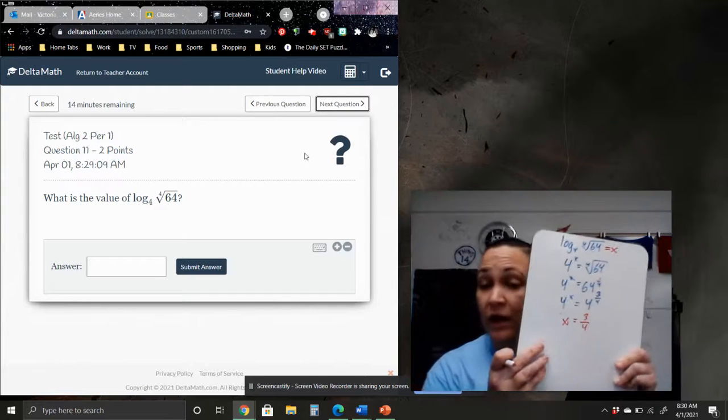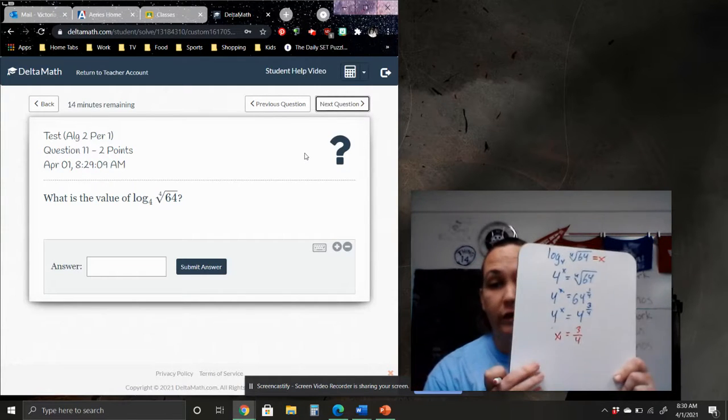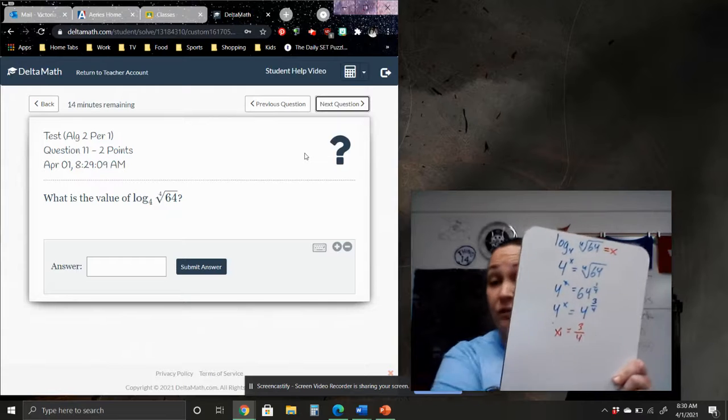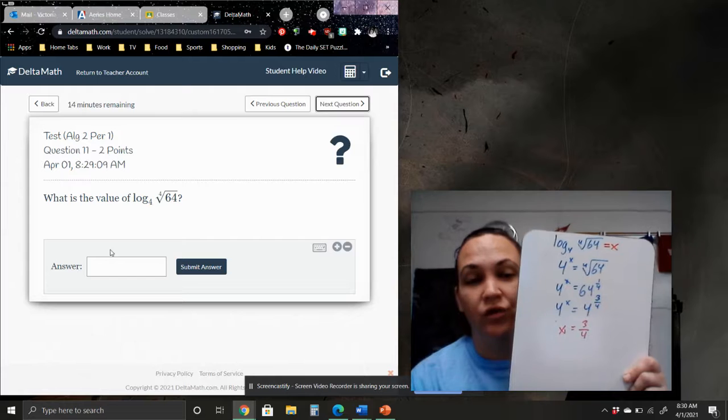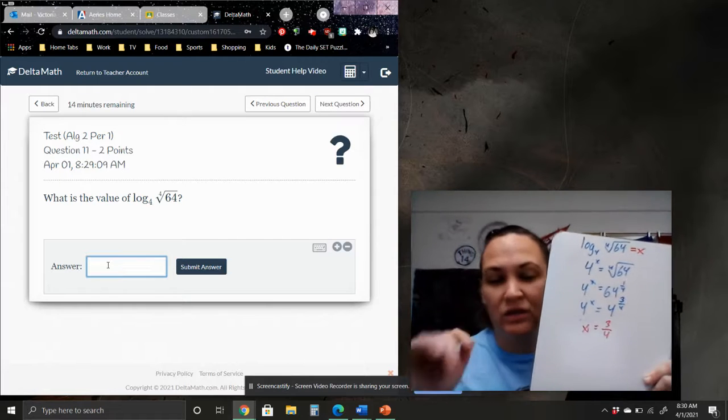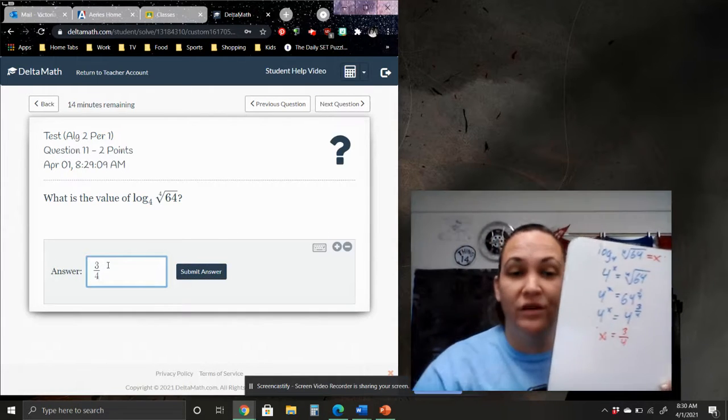All right, so I got an answer of 3/4. So the fourth root becomes a fraction 1/4, and then you do also need to change the 64 into 4 to the third, and the 3 just becomes the top of the fraction. So I got 3/4 for that one.